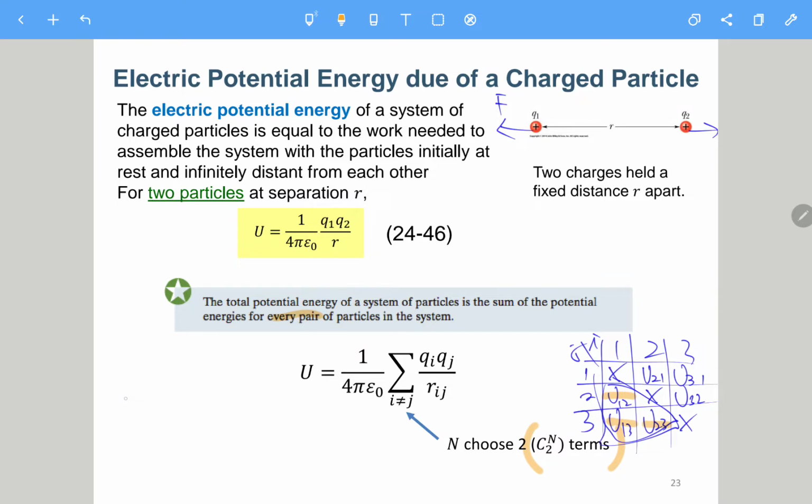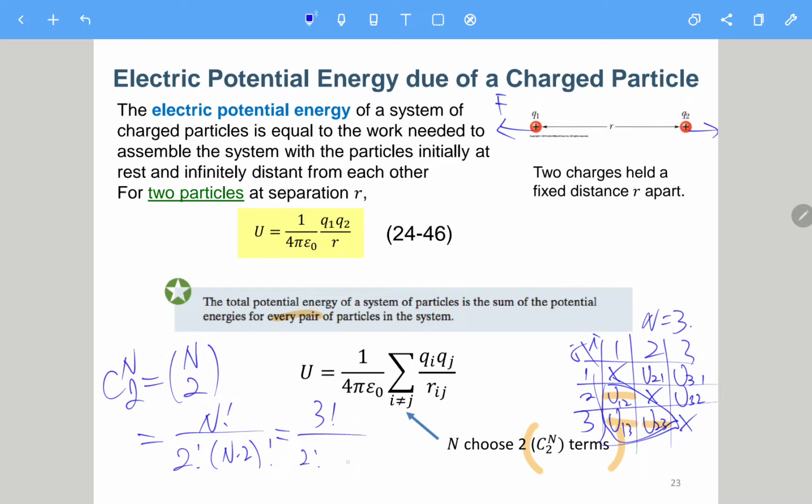NC2, or sometimes the book will note it like this, which is n factorial over 2 factorial times n minus 2 factorial. For this case, n is 3, so we have 3 factorial over 2 factorial times 1 factorial, which is 6 over 2 times 1, which is 3. So we altogether have 3 terms here.